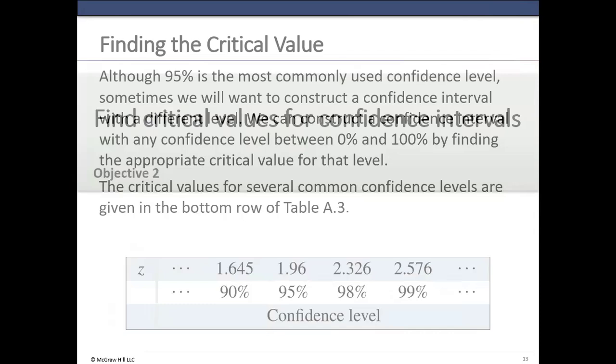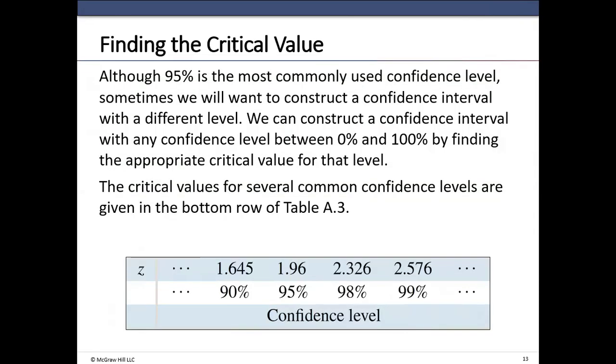Find the critical values for a confidence interval. Although 95% is the most commonly used confidence level, sometimes we will want to construct a confidence interval with a different confidence level. We can construct a confidence interval with any confidence level between 0% and 100% by finding the appropriate critical value for that level. Critical values for several confidence levels are given in the bottom row of table A3.